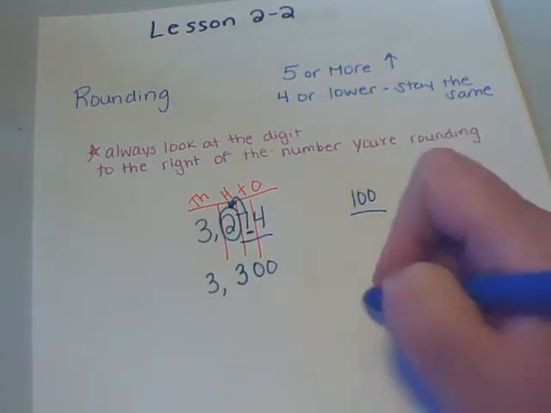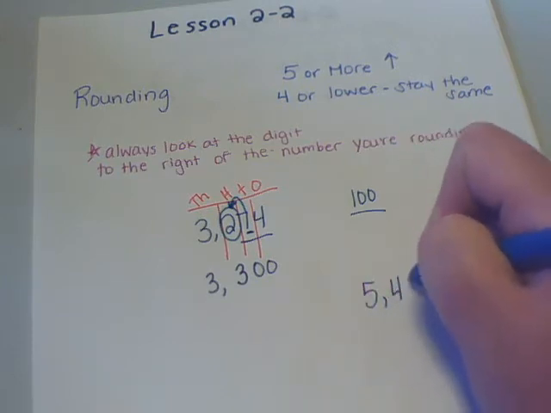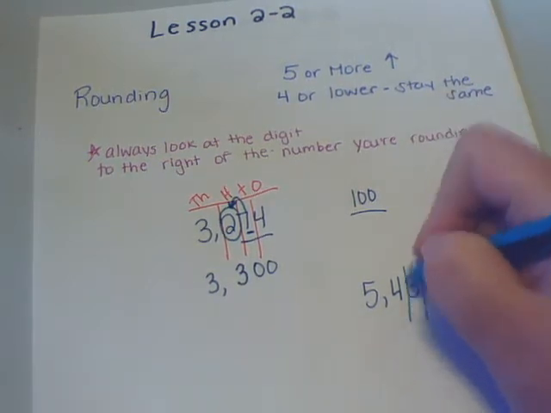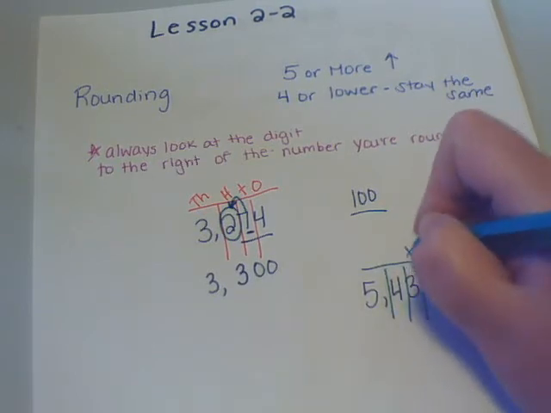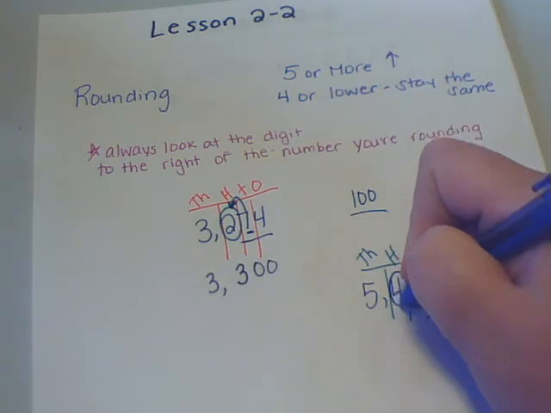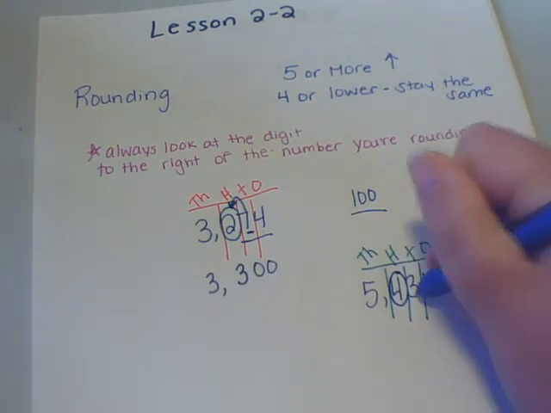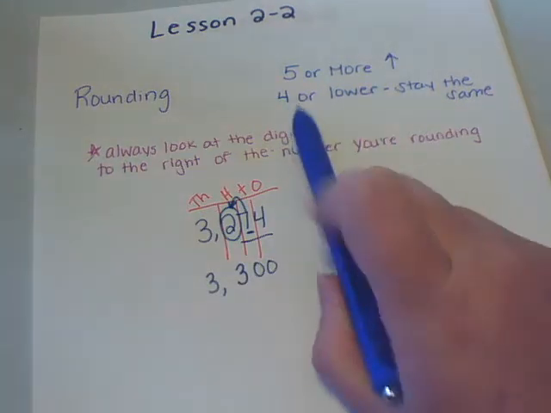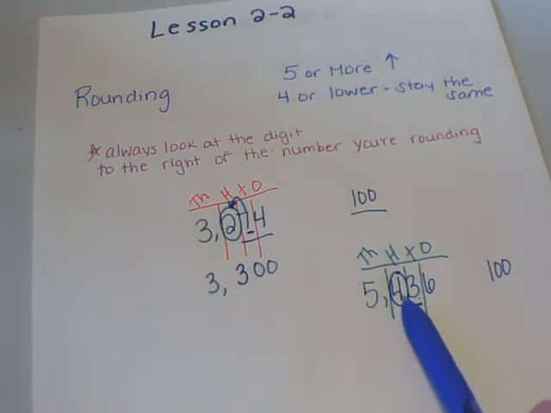I could have this number, 5,436, and I'm going to round again to the nearest 100. Well, when I put it in a place value chart, ones, tens, hundreds, thousands, this is the digit that I am rounding, okay, the 4, the hundreds. This is the digit I have to look at. That digit is a 4 or lower. So it's not going to turn that into a 5. It's not big enough. So it's going to keep that 4 the same.